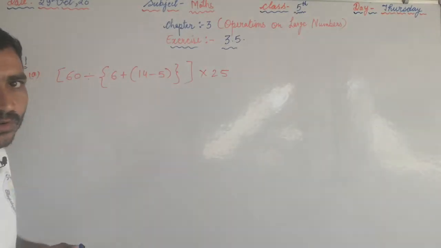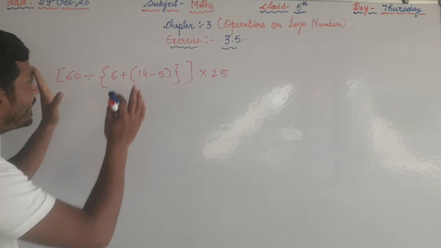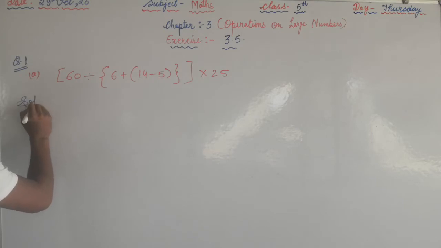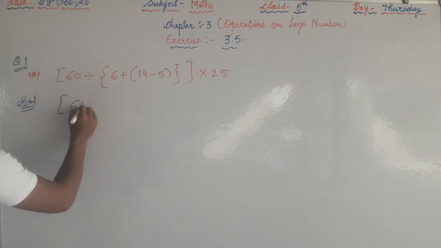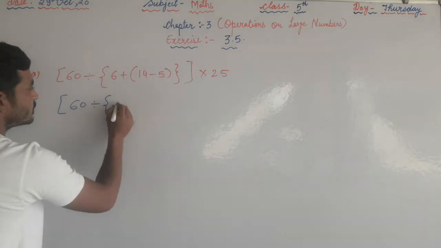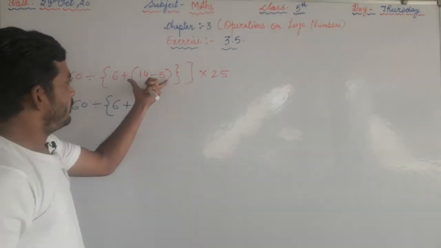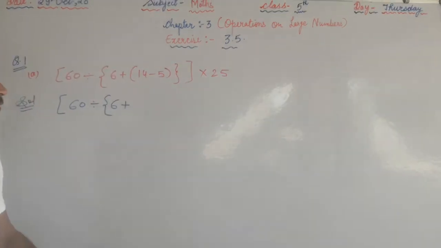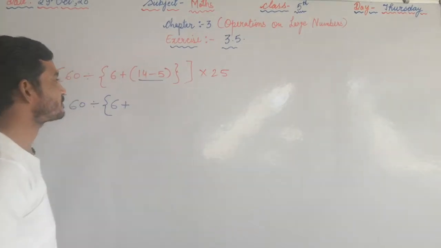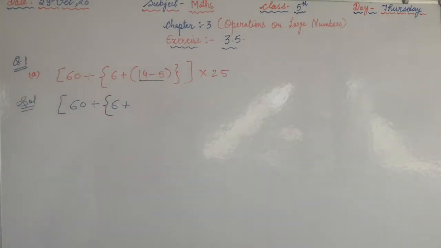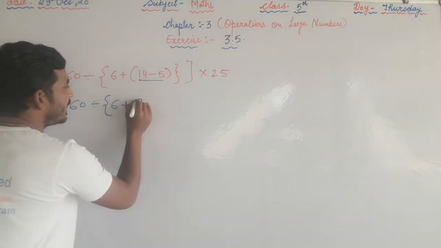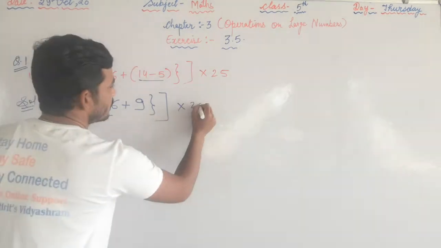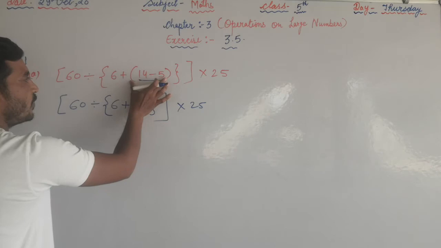According to the BODMAS rule, first you have to solve the bracket. Solution: 60 divided by, first you solve the innermost small bracket, 14 minus 5. What is the result? 9. So you remove the small bracket.